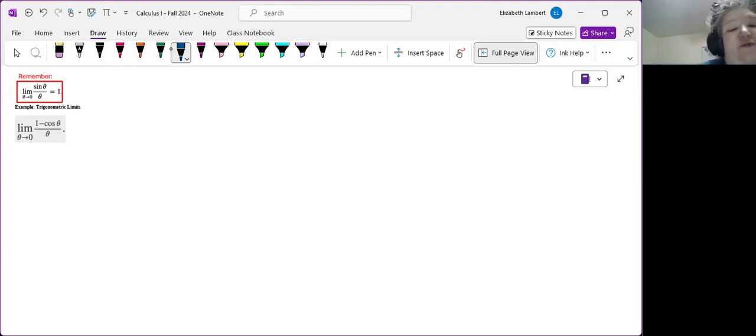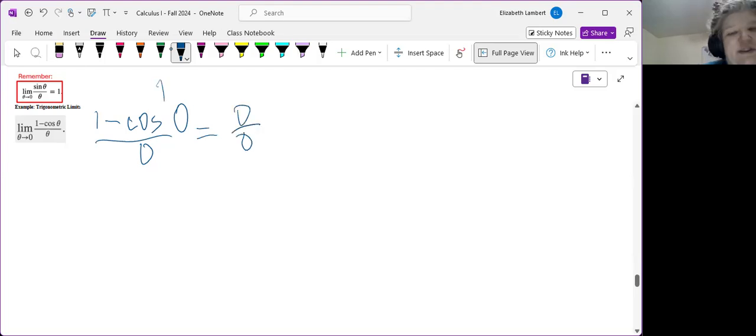All right, so we first check, we plug in the theta. So 1 minus the cosine of 0. Cosine is the graph that starts at 1, goes down and back up. So the cosine of 0 is 1. So 1 minus 1 is 0 over 0. Our usual suspect. All right, so we need to do something else.